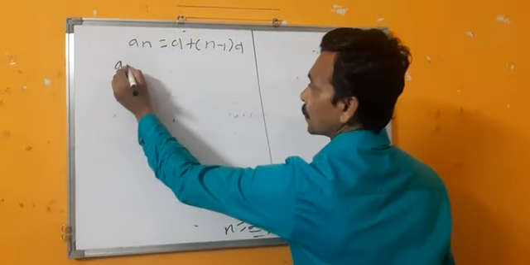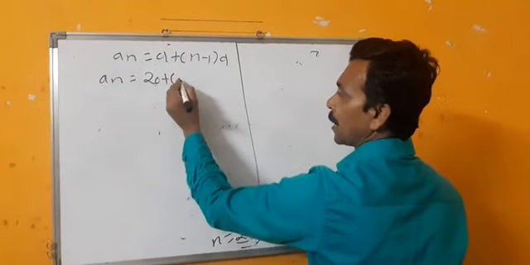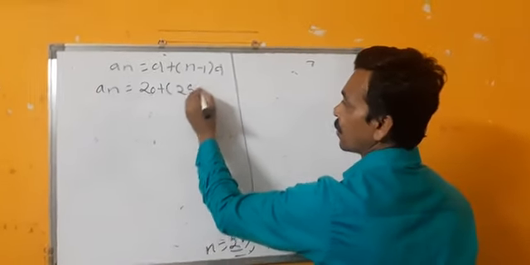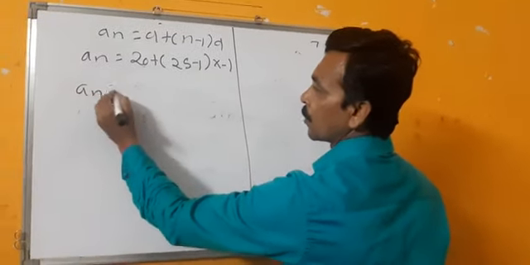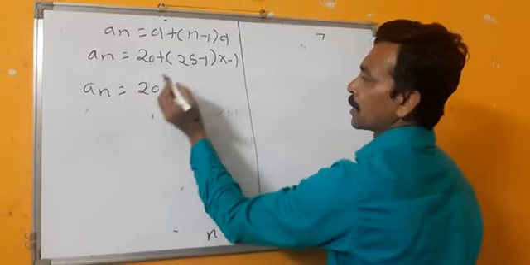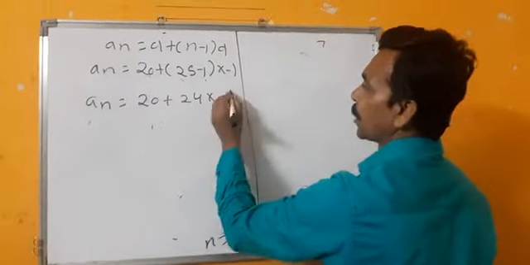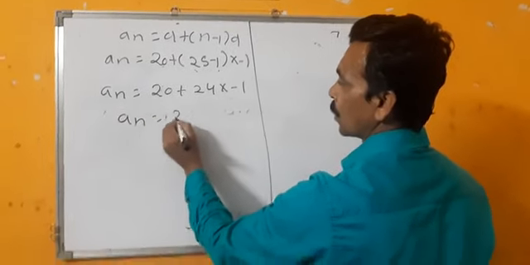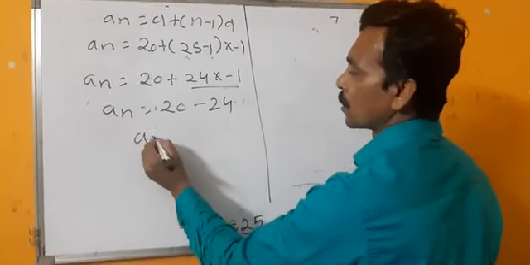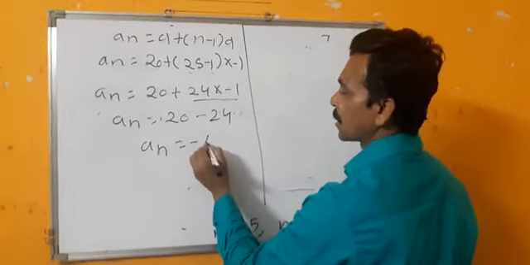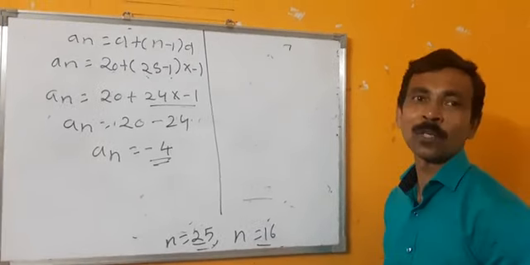An is equal to a, which is 20, plus n, which is 25, minus 1, into d, which is minus 1. An is equal to 20 plus 24 into minus 1. 24 into minus 1 is minus 24. So An is equal to minus 4. That is not possible.